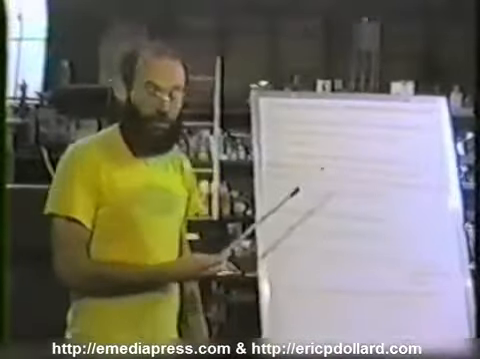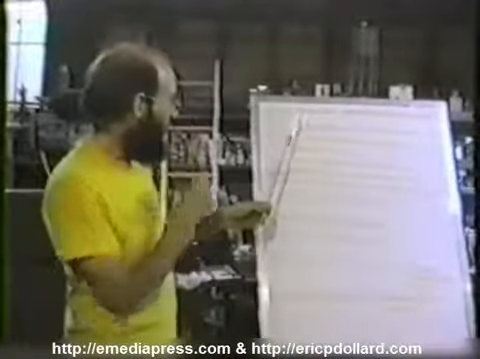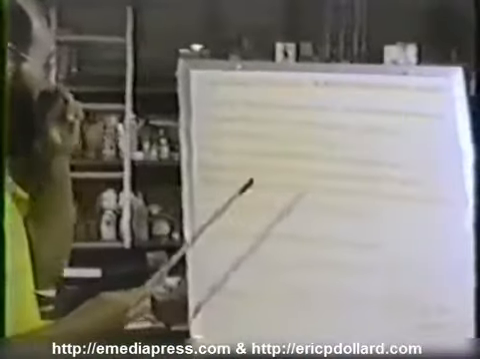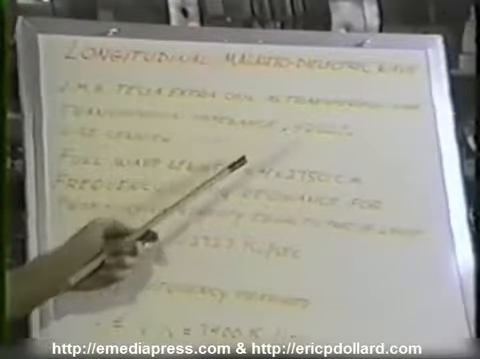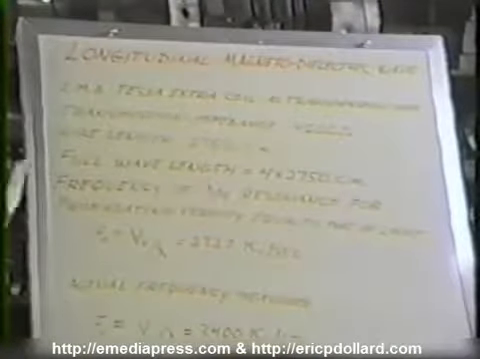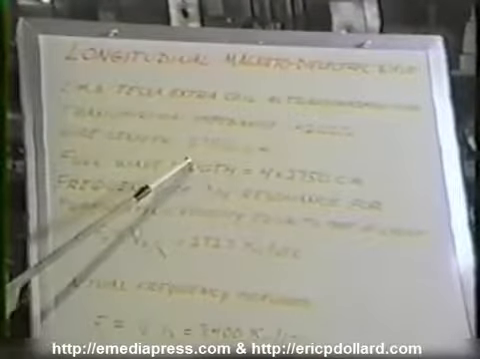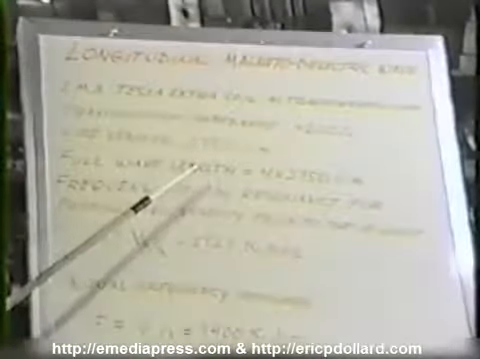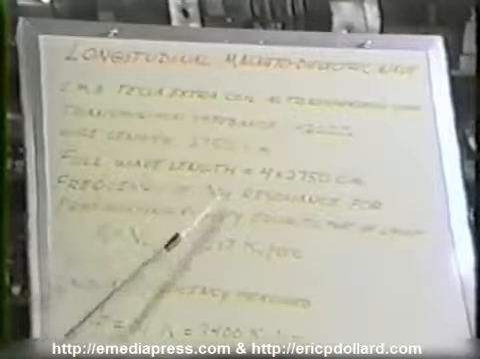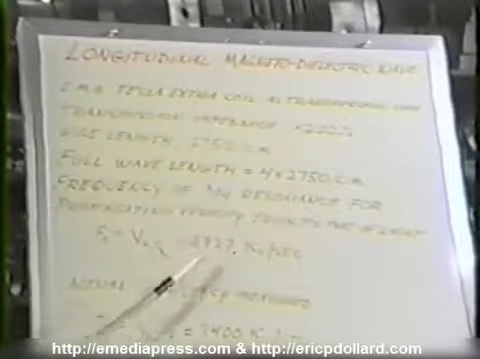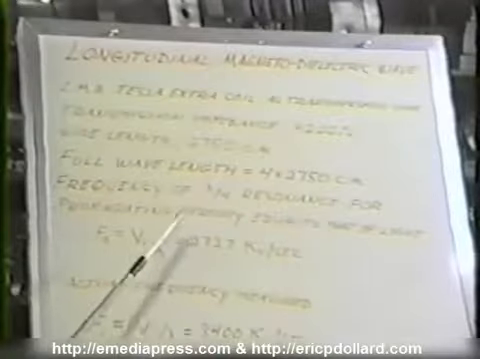Okay, covering the test data here for a longitudinal magnetodielectric wave. Our LMD wave structure was a Tesla extra coil. Transmission impedance of this was 4,200 ohms. Wire length, again, is 2750 centimeters to make it analogous to our roll of coaxial cable. And again, the full wavelength would be 11,000 centimeters.